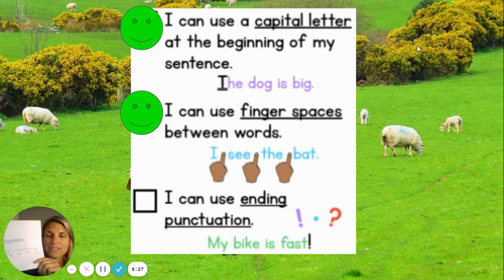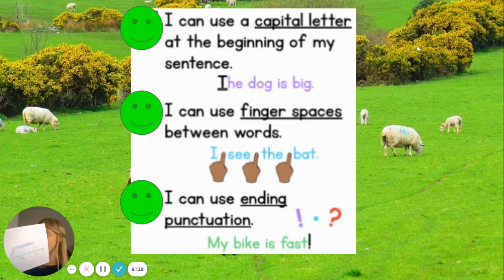All right, the last one says, I can use ending punctuation. And so I use the exclamation point. You might be using a period instead. So we got our third smiley face.